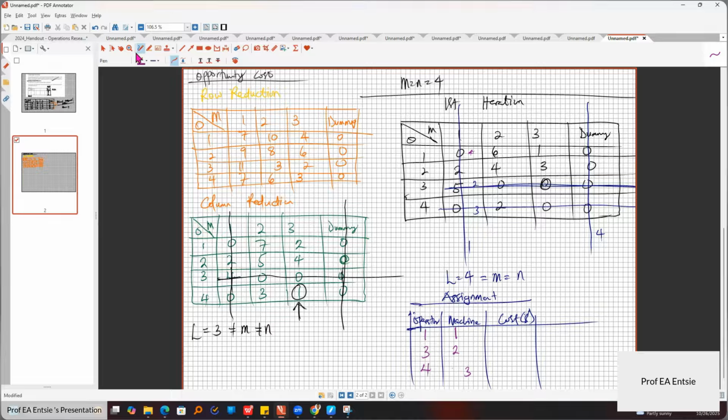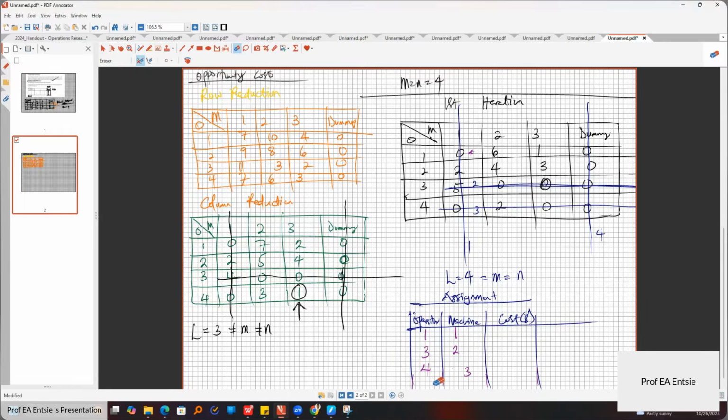Alright. Then what happens to operator two? It means operator two will be idle. Operator two will be idle. So I can say operator two to dummy, but it's not set. So operator two will be idle.